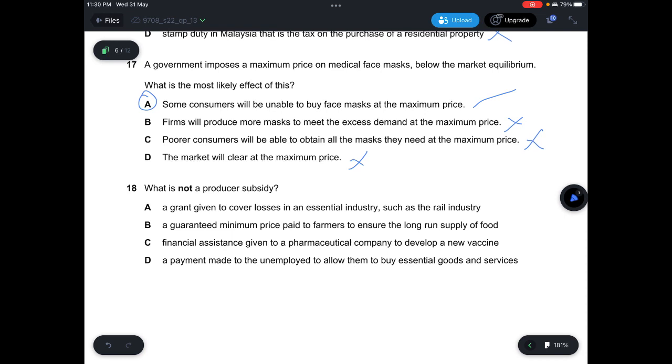A, it says a grant given to cover losses in an essential industry such as the railway industry. This is a producer subsidy. And then B, it says a guaranteed minimum price paid to farmers to ensure long-run supply of food. This one is under producer subsidy. C, it says financial assistance given to a pharmaceutical company to develop new vaccine. This is producer subsidy. And D, it says a payment made to the unemployed to allow them to buy essential goods and services. This one is a transfer payment because there's no production that takes place. So answer is D.